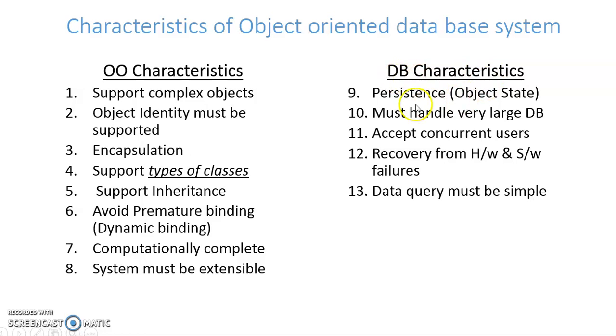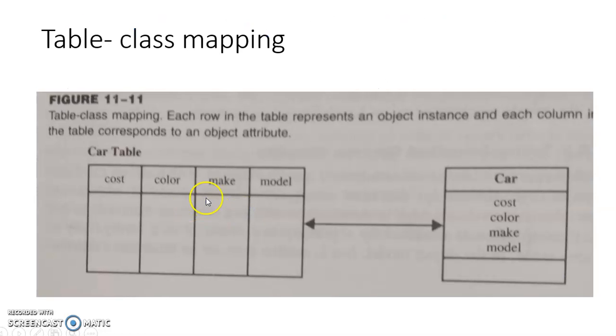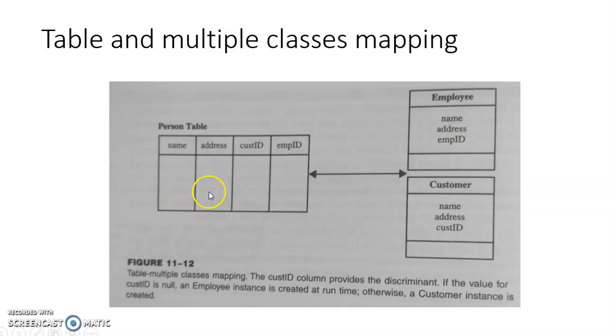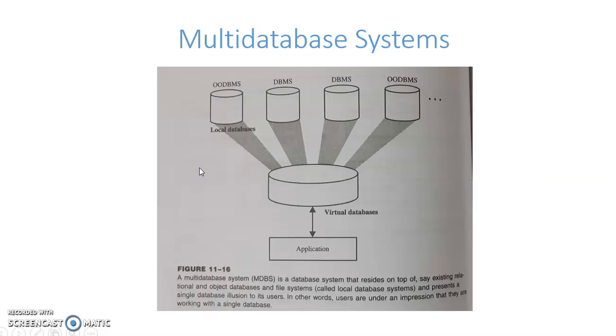Similarly, these are the database characteristics, that is object state, that means always persistent. It should always handle large databases. It should always accept concurrent users. It should also recover from hardware and software failures, and also it must be simple in writing queries. This is a table to class mapping, how a class is mapped into a table. This is also table and multiple class mapping. Here two classes are mapped into a single table.